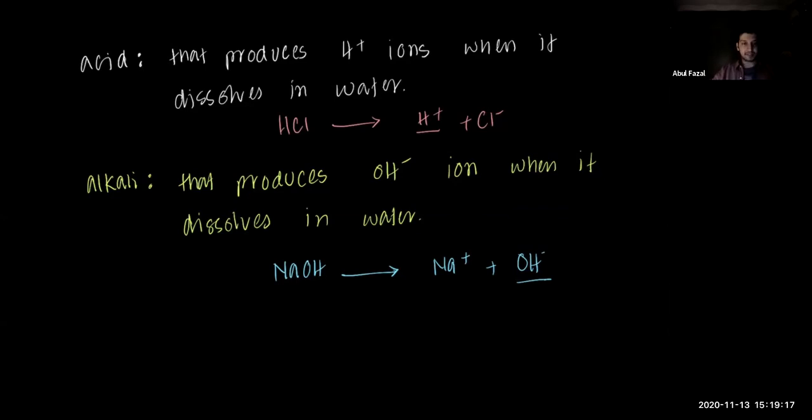Let me give you more examples. Not much to get, I'm just telling you this is what a base is. Bases have pH greater than 7, whereas acids will have their pH lesser than 7. And water is exactly 7.